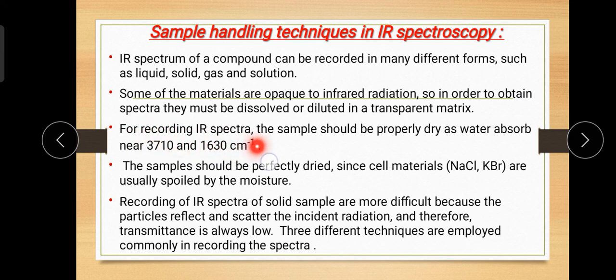For recording IR spectra, the sample should be properly dry, as water absorbs nearly at 3710 and 1630 centimeter inverse. That means this is the range for the absorption of water. If we record the IR spectra, the sample must be dried. If it consists of some amount of water, then water absorbs radiation in these regions, and this is not beneficial to get the proper spectra of that sample.